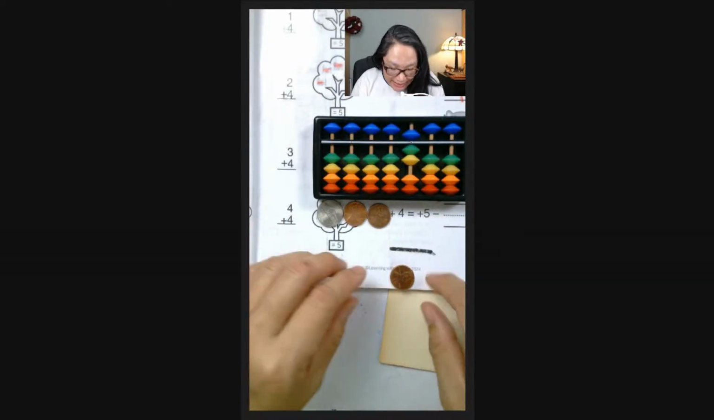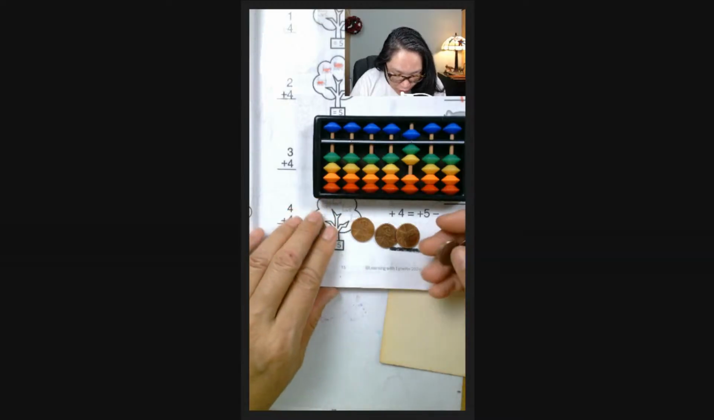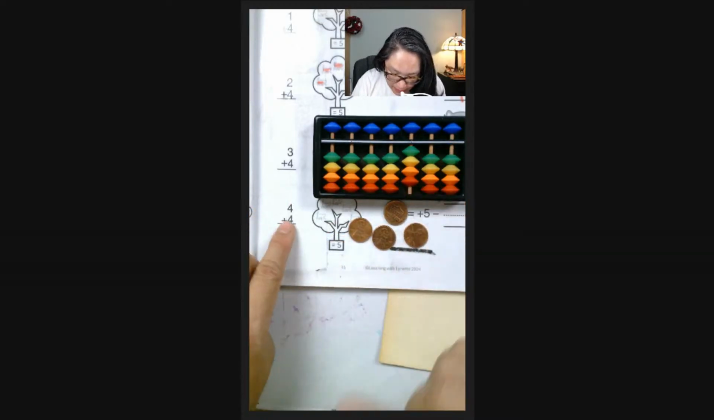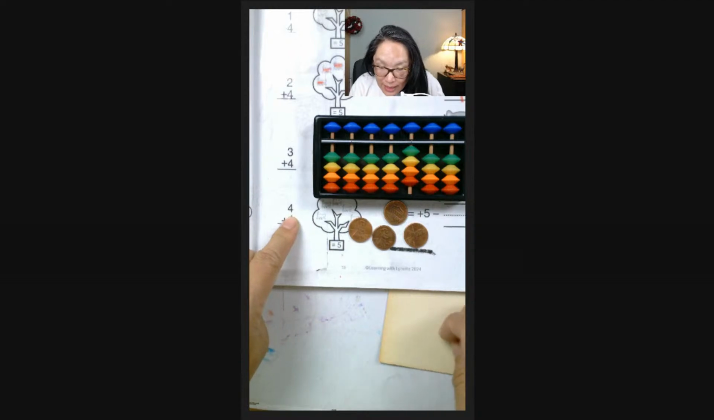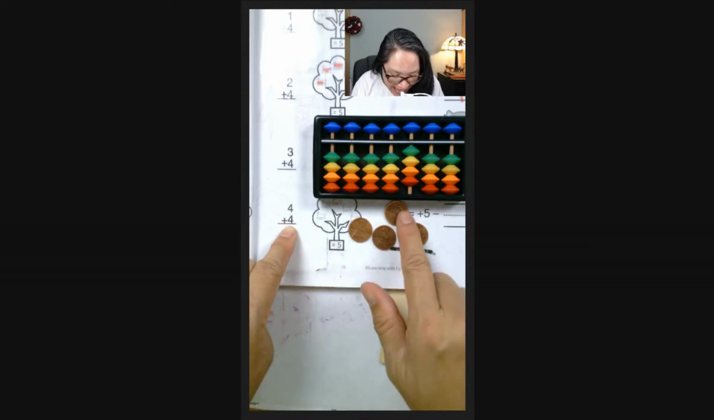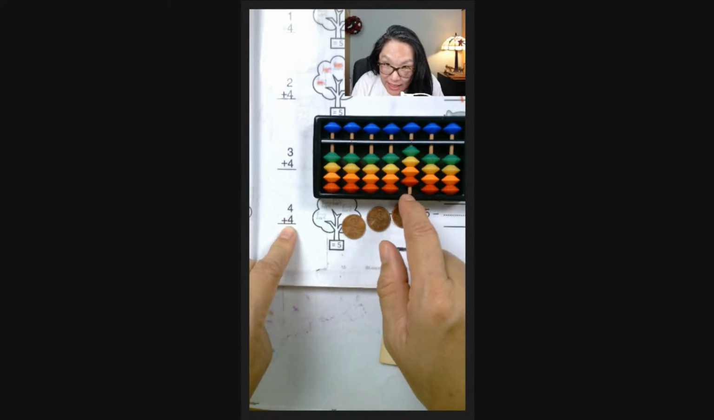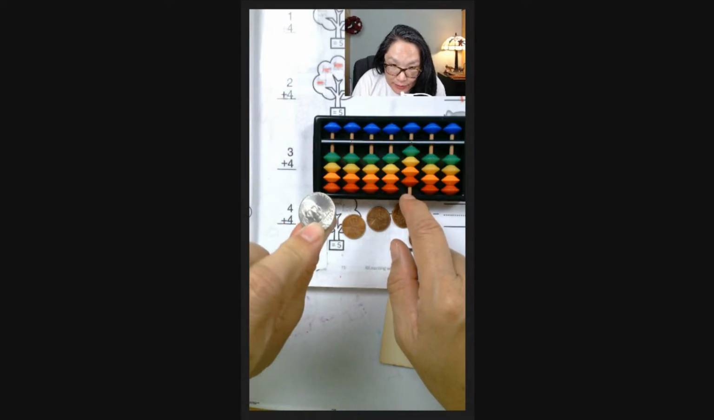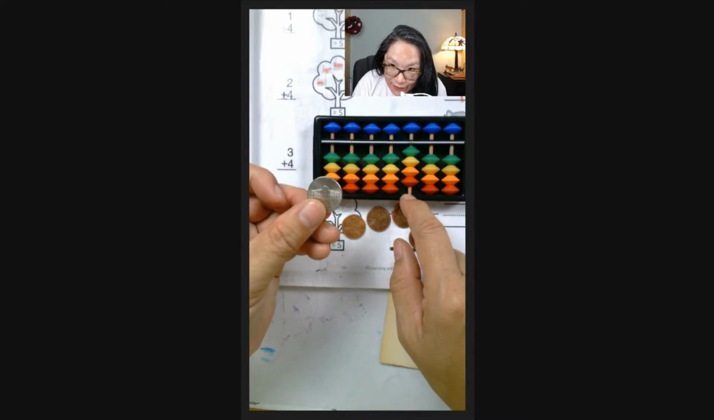We could do it again. Let's do 4. If I have 4 beads on my abacus like that, and then I need to add another 4, there's not enough beads to add the 4, but what? I have 5. I'm starting to get it. Yeah, I have the 5.